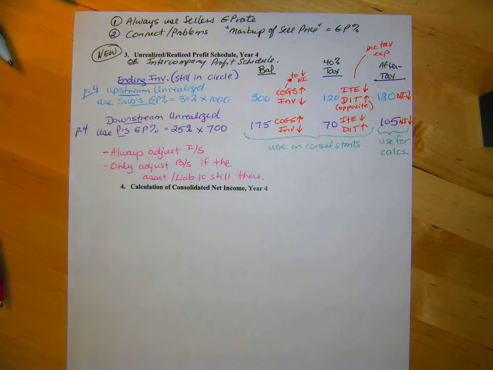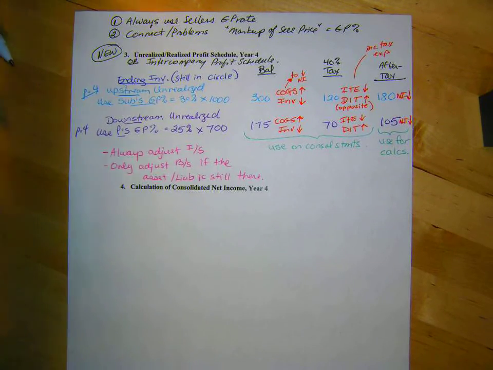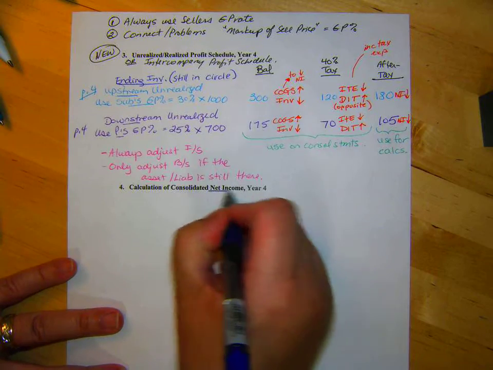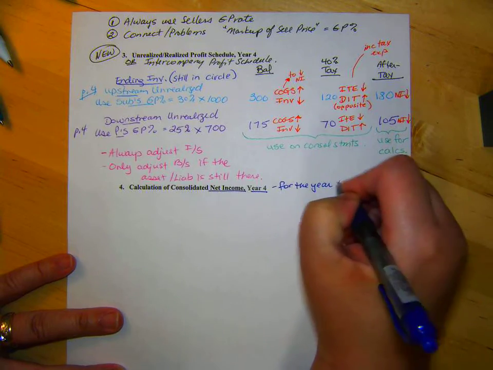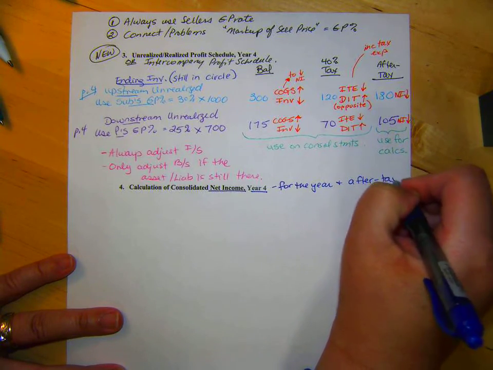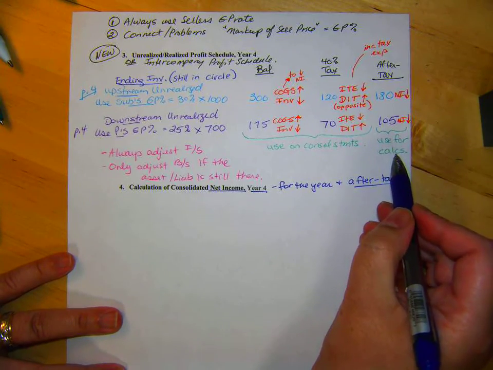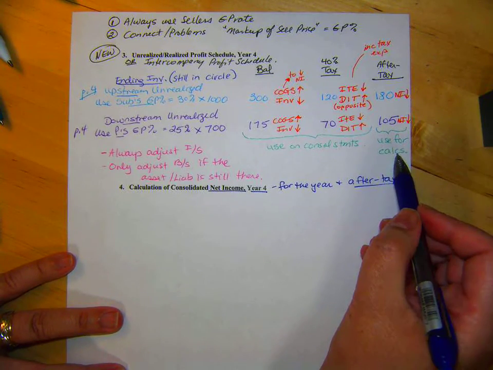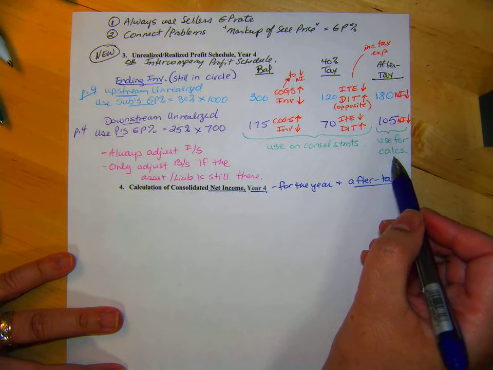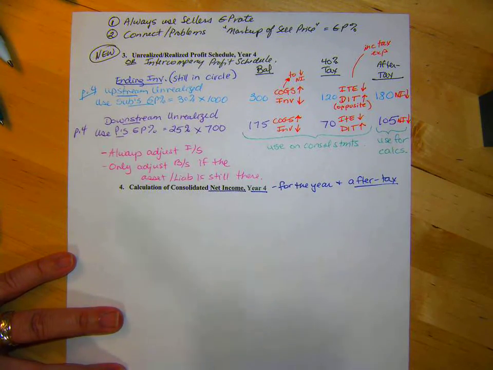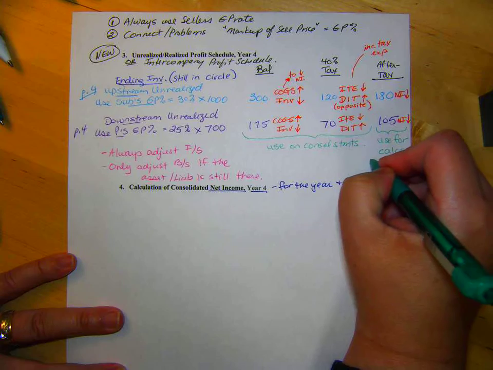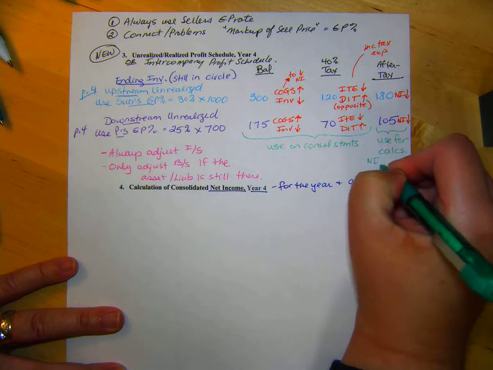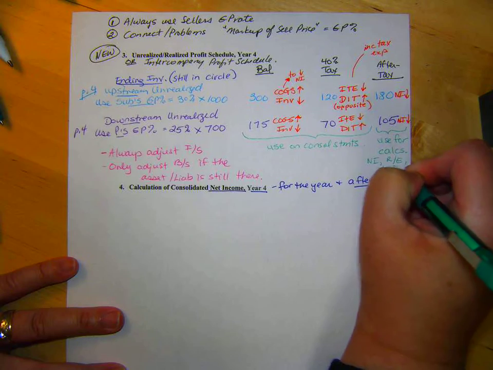Okay, let's go to a calculation that we're kind of familiar with and add some things on. So, calculation of consolidated net income year 4. As we know, it's for the year, not cumulative. And this is a new one, after tax. That's why I said use this end for calculations. After tax, that's the numbers we need to use when we're doing our calculations for net income, retained earnings, and NCI on the balance sheet.